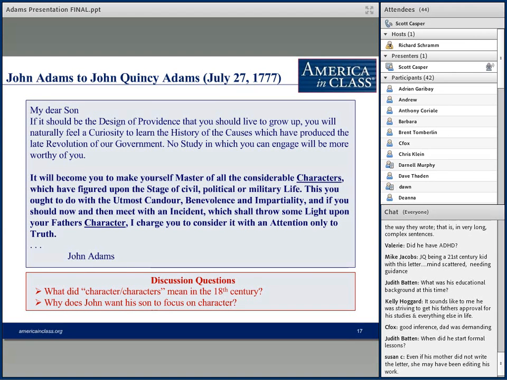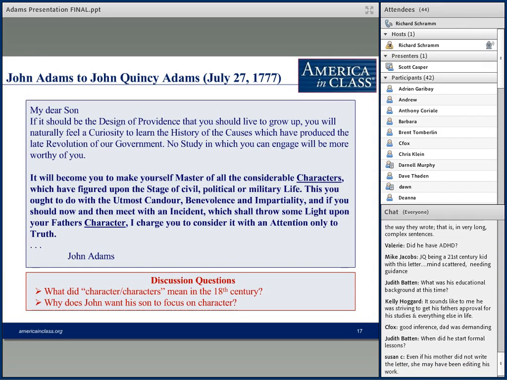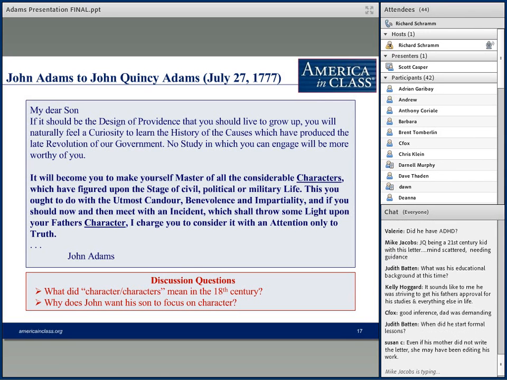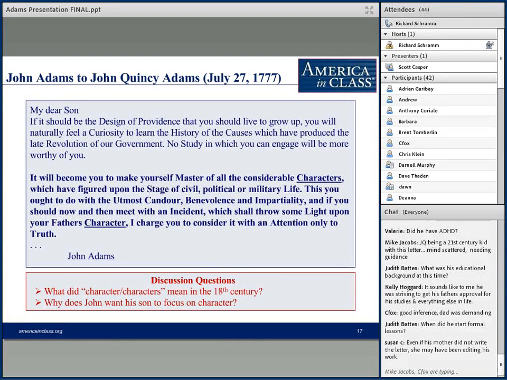This you ought to do with the utmost candor, benevolence, and impartiality, and if you should now and then meet with an incident which shall throw light upon your father's character, I charge you to consider it with an attention only to truth. John Adams." What does he mean by characters and character here? We're going to be seeing those words a lot, so it's worth thinking about what 18th century English Americans, Euro Americans, meant when they talked about characters or character.